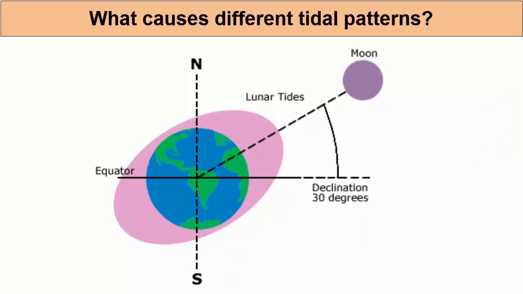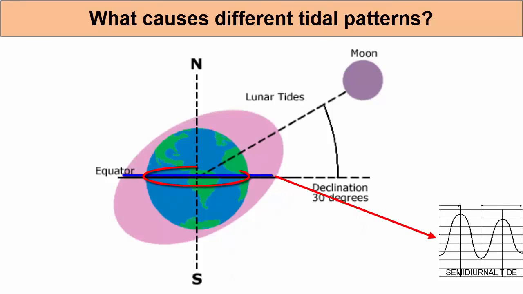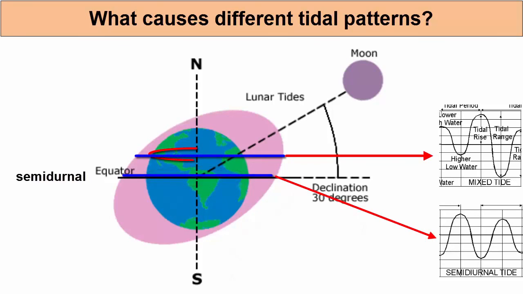How do we use the tidal bulge model to explain the variety of tidal patterns we find across the globe? This picture reminds us that while the Earth is orbiting the Sun and rotating through the lunar bulges, it is tilted at a 23.5-degree angle. So if we are at the equator, we will rotate through 2 bulges of roughly the same water level and experience semi-diurnal tides.